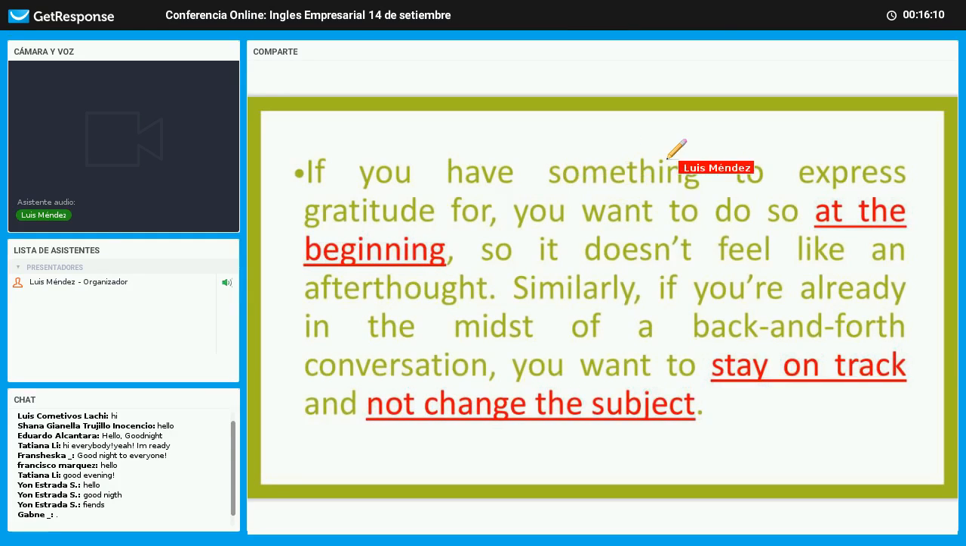If you have something to express gratitude for, you want to do so at the very beginning. Once you say, dear sir or madam, dear and the name, to whom it may concern. Well, when you already know the name, you don't need to put to whom it may concern. You know, dear madam, dear Carlos, dear Sofia, etc. If you want to say thank you for something, you have to do it at the very beginning of your email. Okay? Be clear on that.